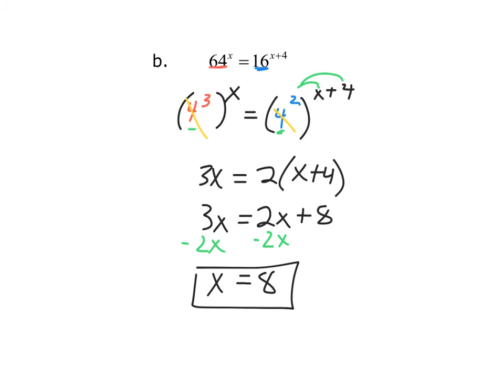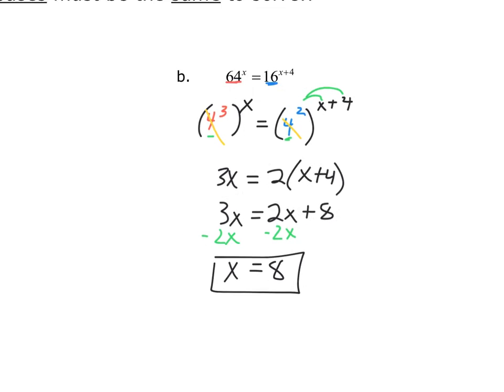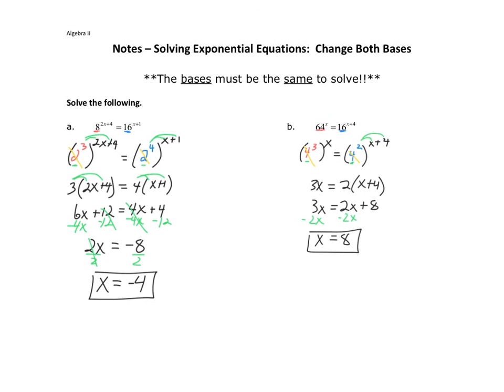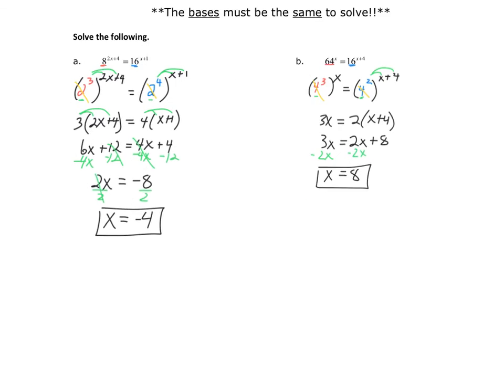Same thing, you can always test it out just to be sure. Take that 8, substitute it in. They're going to come out to be a really, really big number, but they'll be equal to the same number. All right, and that is solving exponential equations where you have to change both of the bases to solve it.